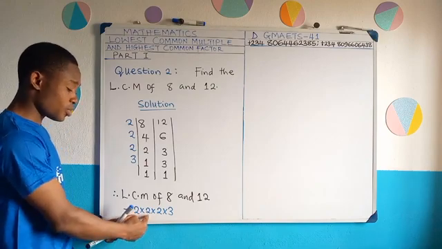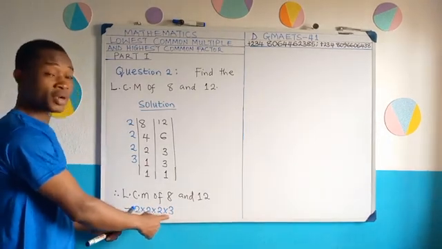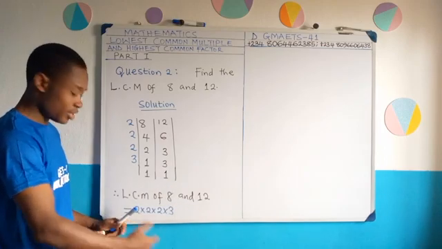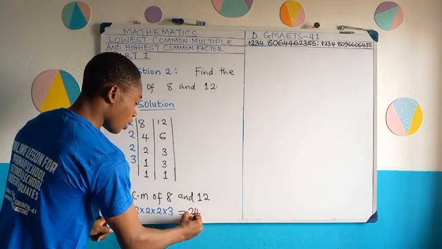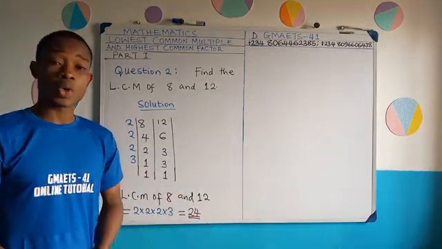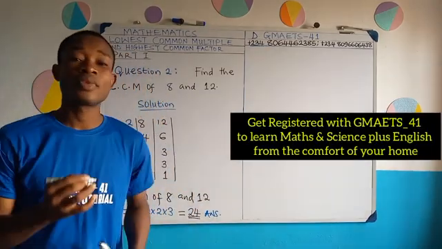Or you can say 2 times 2 is 4 rather. 4 times 2 is 8. 8 times 3 is 24. Okay? This is equal to 24. Therefore, the LCM of 8 and 12 is 24. And that is our answer.